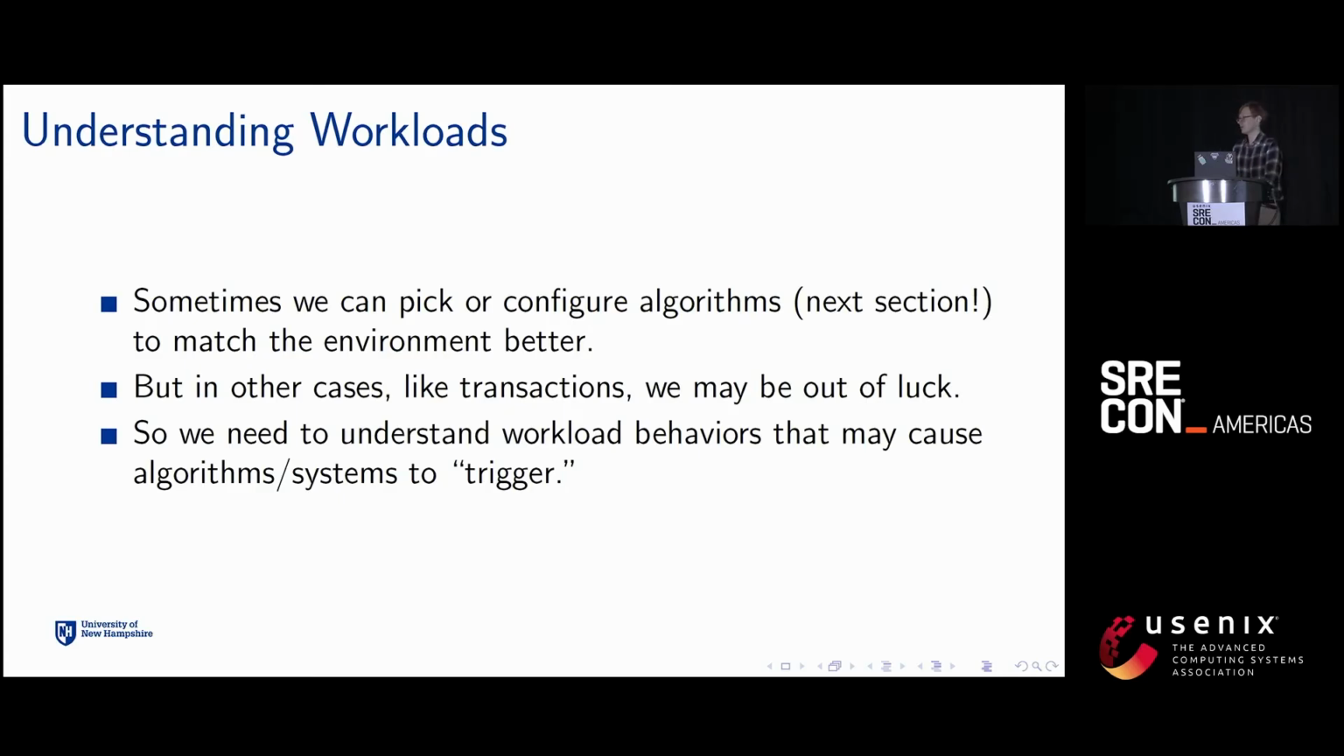But it's not the only thing to know about the workloads, right? There are a bunch of other things that will happen in your workloads. Do you have some kind of correlated events happening? Do you, maybe explicitly or implicitly, have users or clients that coordinate on doing something at the same time, that will create those unexpected load spikes that I was talking about before? So we need to understand the workload behaviors better that may cause these algorithms or systems to trigger.